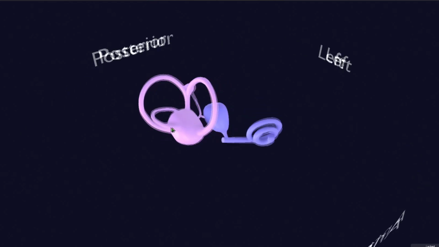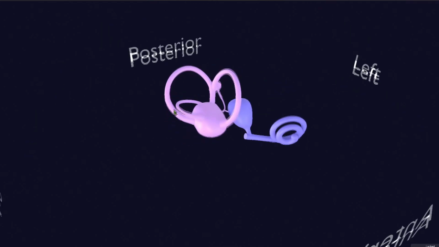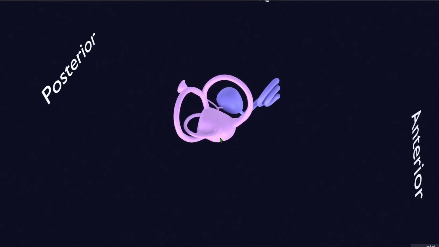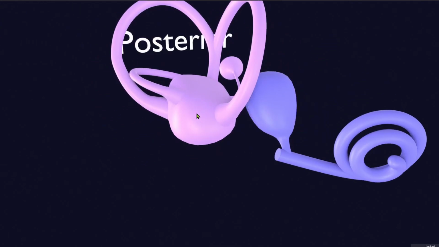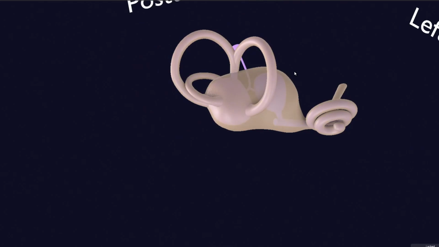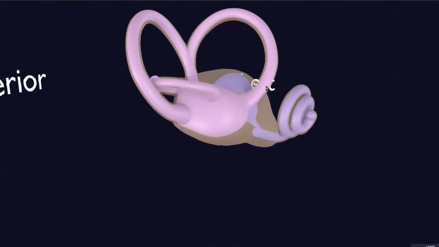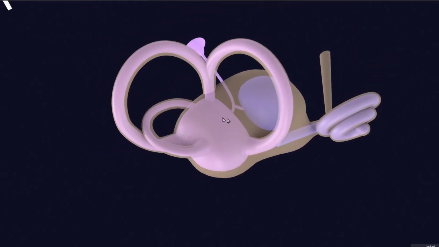Now, we have three semicircular canals: the anterior one, the posterior one, and the transverse or lateral or horizontal semicircular canal. All these three semicircular canals are connected to this common cavity which is called utricle. Now this is the membranous labyrinth, and outside the membranous labyrinth is the bony labyrinth. So here I have made the bony labyrinth, actually the otic capsule, slightly translucent, so here you can see the orientations of the things that are inside.